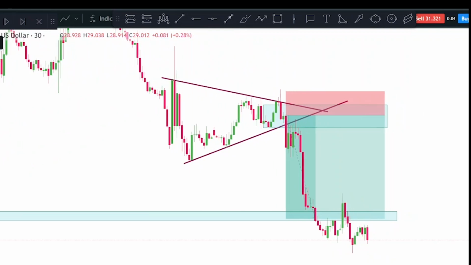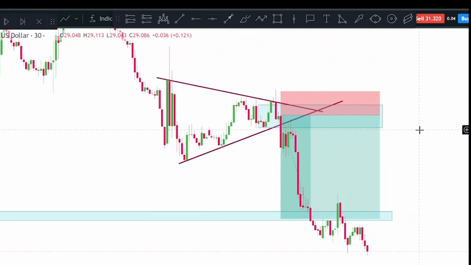So that's the way of using a symmetrical triangle to make money in the market. When you see this formation, you have to expect the market to be breaking maybe low or high, so that you can go ahead and take a decision from the breakout depending on the side.